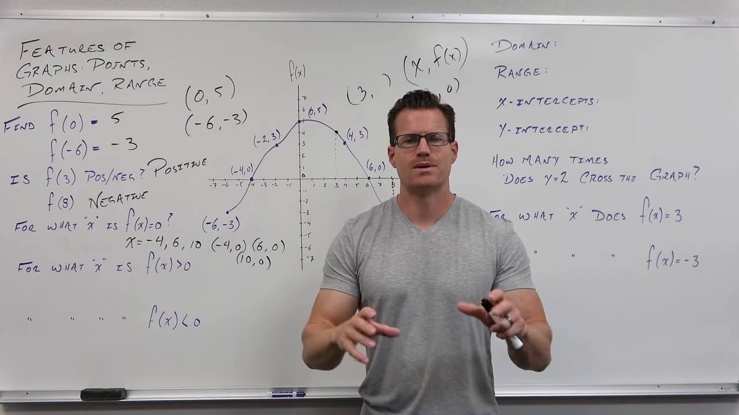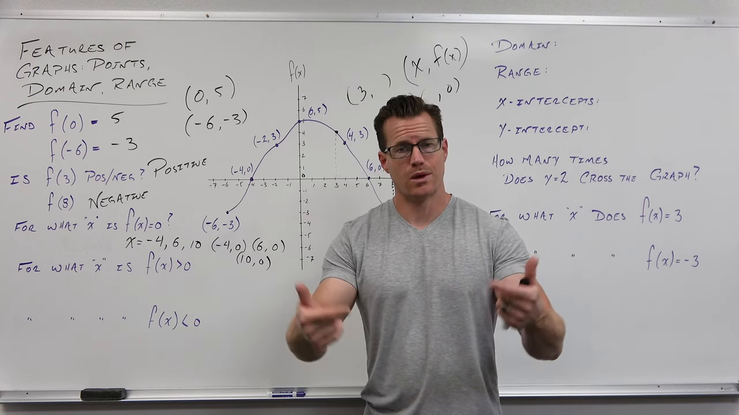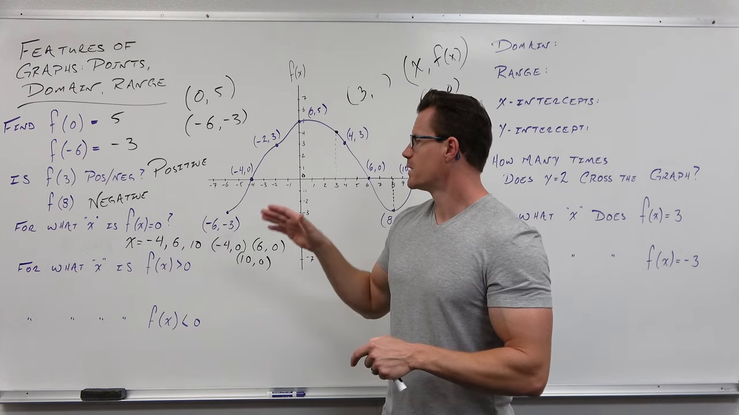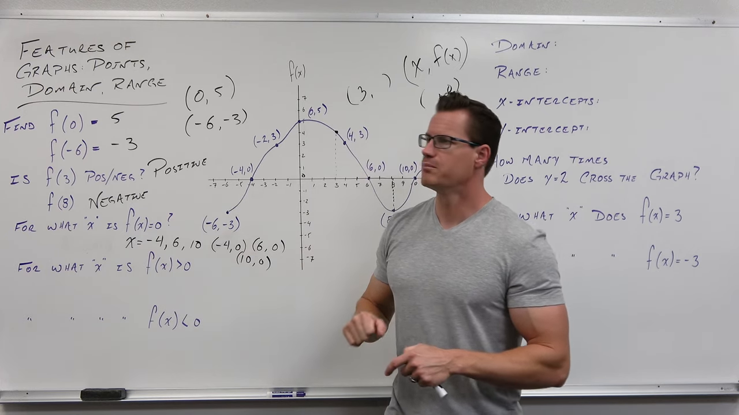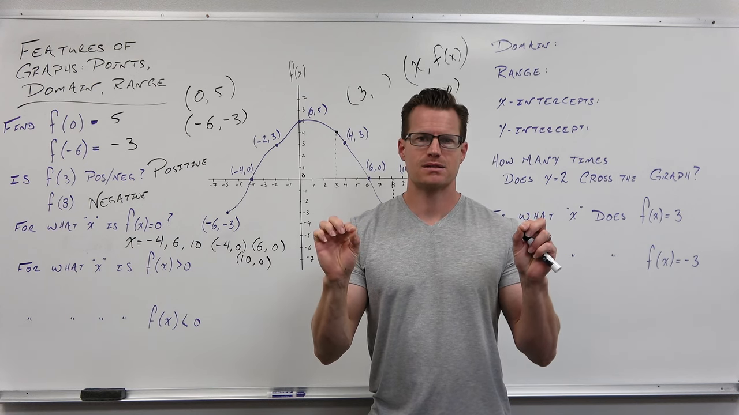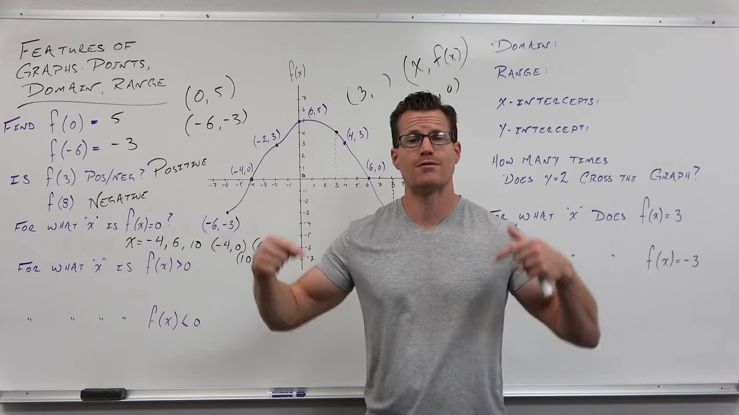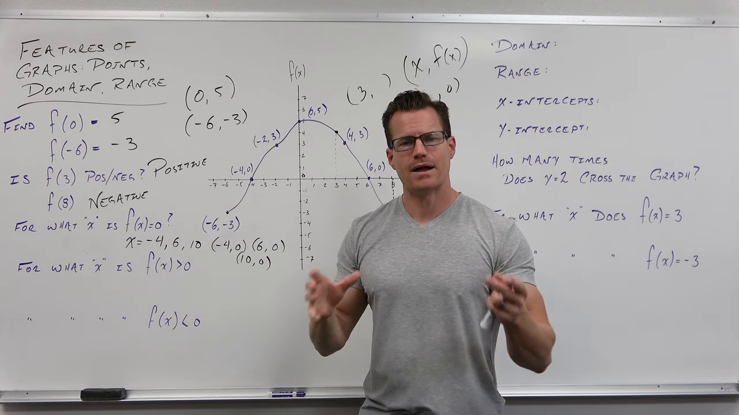You see, x is our independent variable. X is what drives everything in our function. So when we think about that, here's how this is really better worded. For what interval of your x-axis is your graph positive? For what interval of your x-axis is your graph above the x-axis? That's what this is asking.